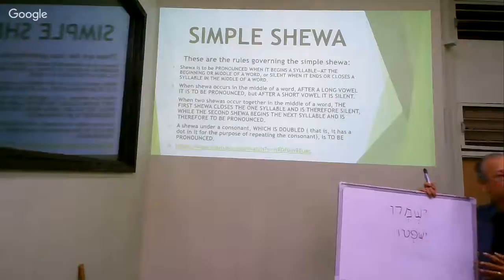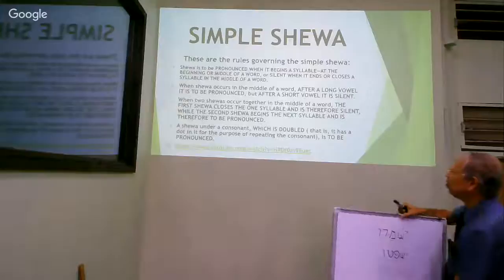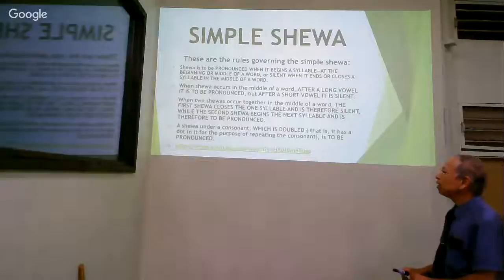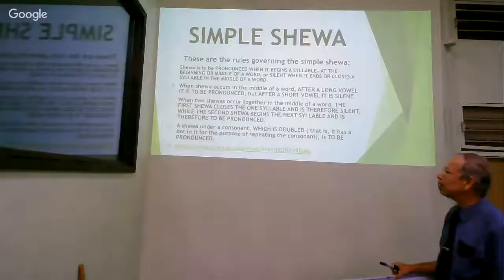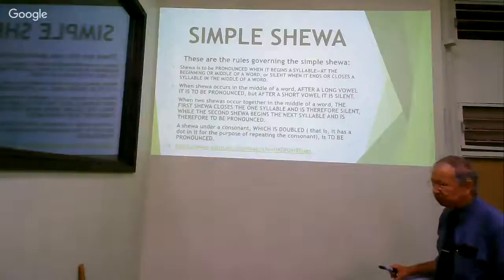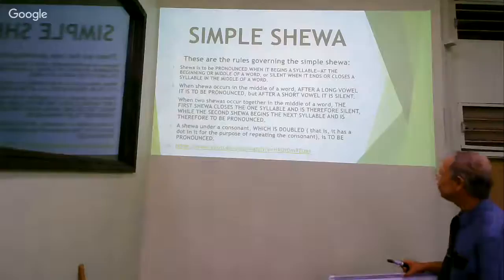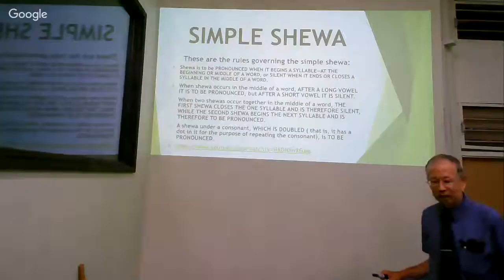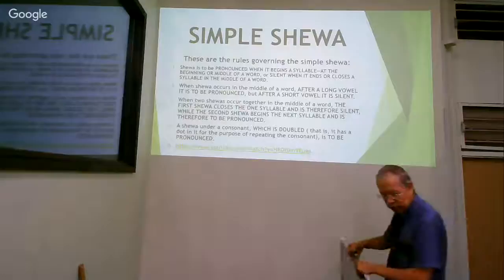Okay, so number three, when two Shewas occur together in the middle of a word, the first Shewa closes the one syllable and is therefore silent, while the second Shewa begins the next syllable and is therefore to be pronounced. Another rule over here, number four. A Shewa under a consonant which is doubled, that is, it has a dot in it for the purpose of repeating the consonant, is to be pronounced. I'm going to illustrate that on this board after I erase this.